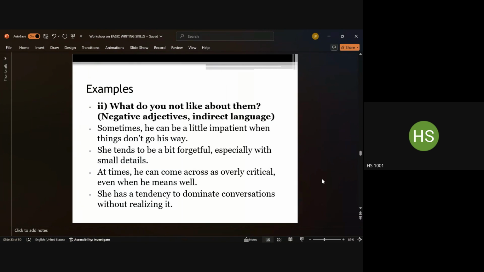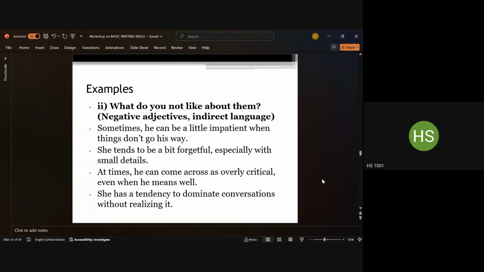Yes. Sometimes, did anyone have a question? In the second line, it's written here, he can be a little impatient. Should it be she can be? No, no, no. These are not sentences from one paragraph, and they are not related to each other. These are individual sentences just to give you examples of how it is done. They're not part of a paragraph. Okay. So it doesn't matter if it is he or she.